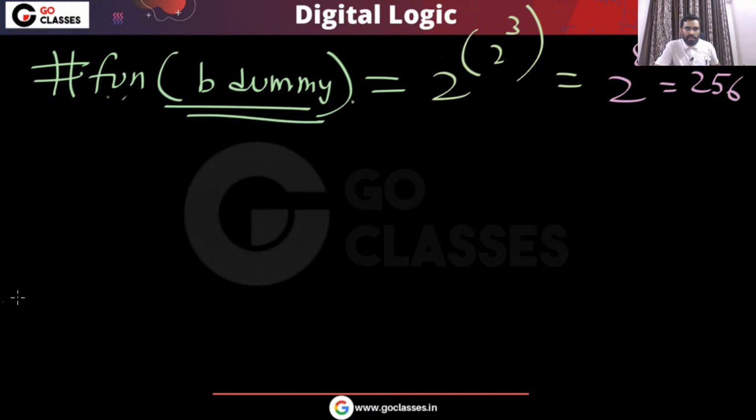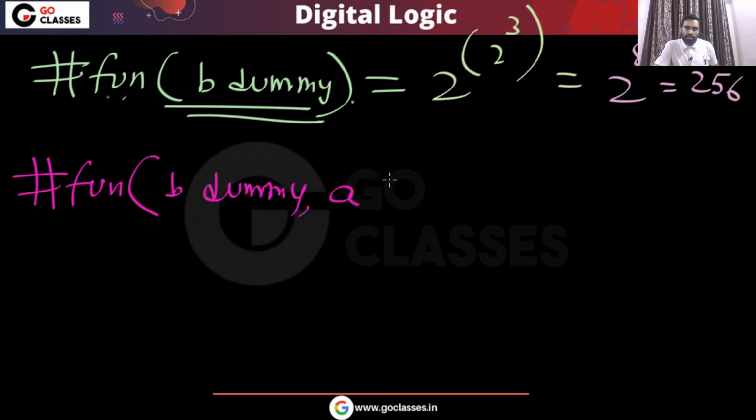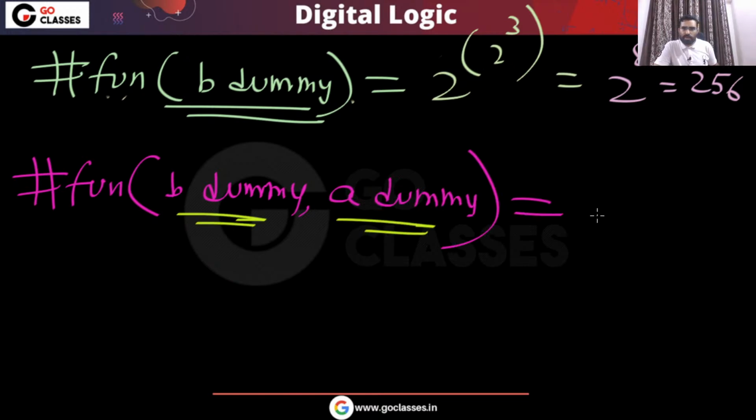So here B is dummy. Now, in these, you find where B is also dummy and A is also dummy. Where B is dummy and A is also dummy, that will be 2 power 2 power 2, so that will be 2 power 4, that is 16.